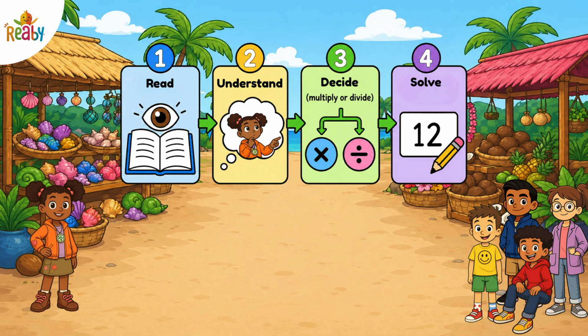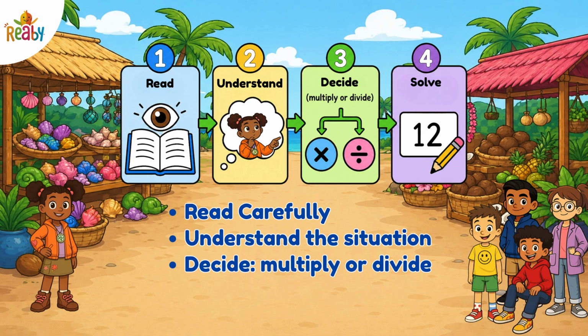Here's how we solve word problems. Read carefully, understand the situation, decide multiply or divide, and solve step by step. So we don't rush, we think first.